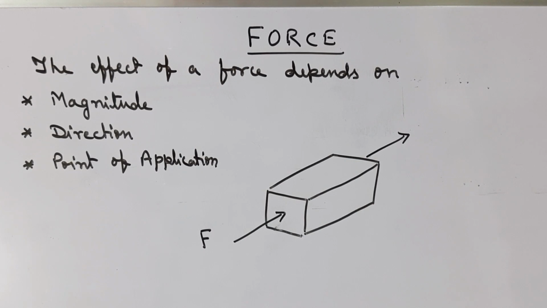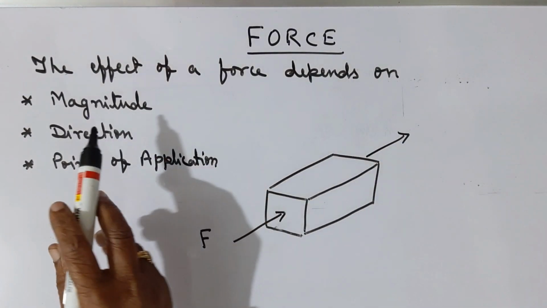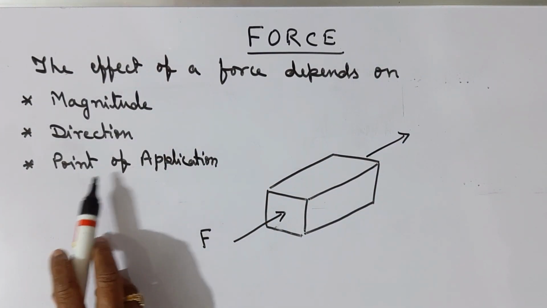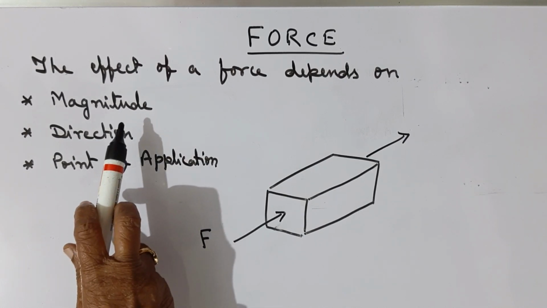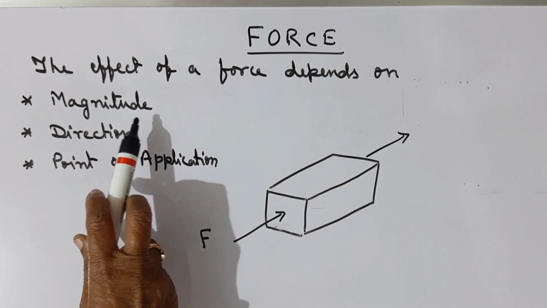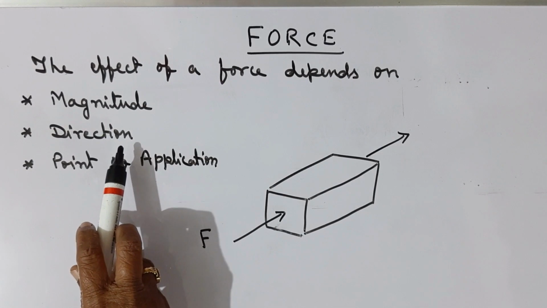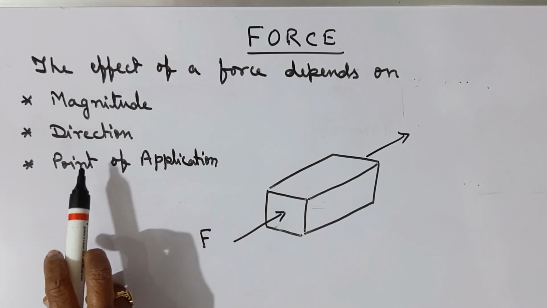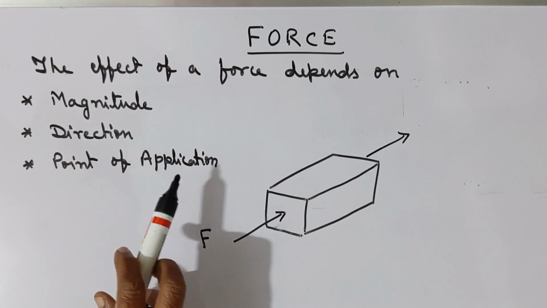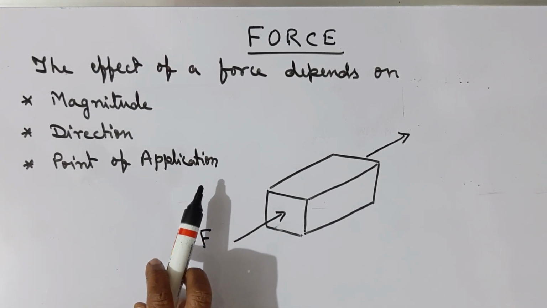Although force is a physical quantity, it cannot be measured directly. It can be described only by its effect on the object on which it acts. The effect of a force depends on its magnitude, its direction, and the point of application. By magnitude, we mean how large or how small the force is. By direction, we mean in which direction the force is applied on the same object. And the point of application means at which point exactly the force is applied.